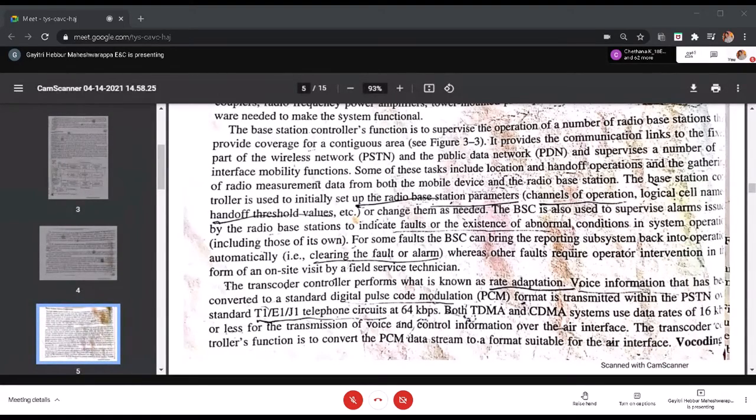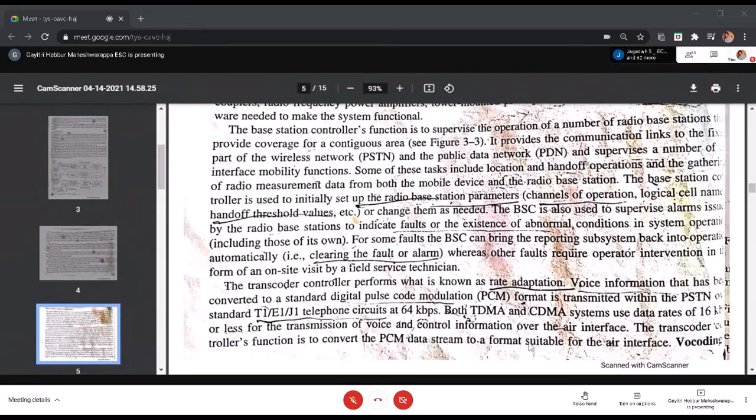So for any base station control, whether TDMA or CDMA, over the air interface from mobile to radio base station and from radio base station to mobile, it is only 16 kilobits per second or less. It is very little data transmission. So the transcoder controller's function is to convert the PCM data stream to a format suitable for the air interface. That means data coming from the PSTN at 64 kilobits per second, over the fiber optic cable on the standard T1, E1, J1 transmission line, is converted from 64 kbps to 16 kbps.